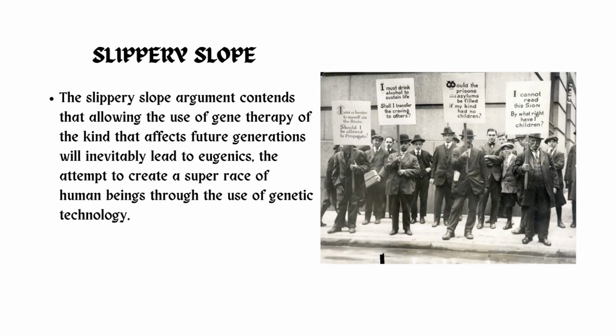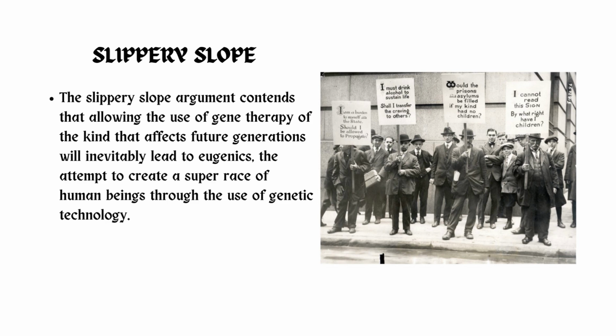Slippery slope. The pursuit of improving the human gene pool can lead to a slippery slope when the criteria for what is considered desirable or undesirable can change over time. This can result in the exclusion or persecution of certain groups or manipulation of traits that society deems desirable.